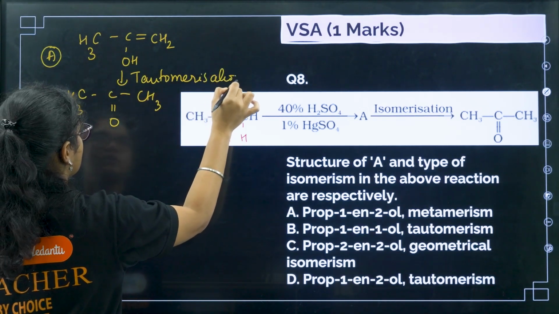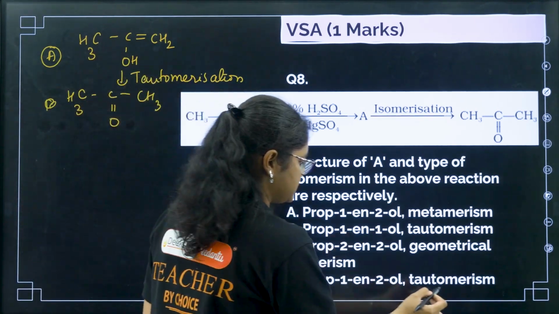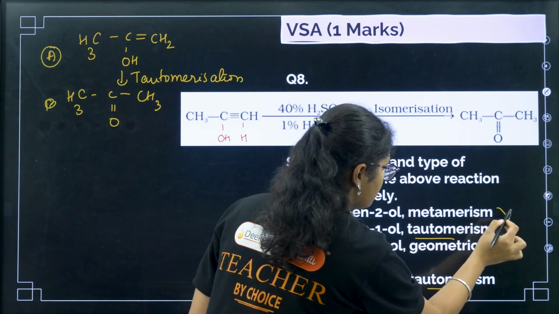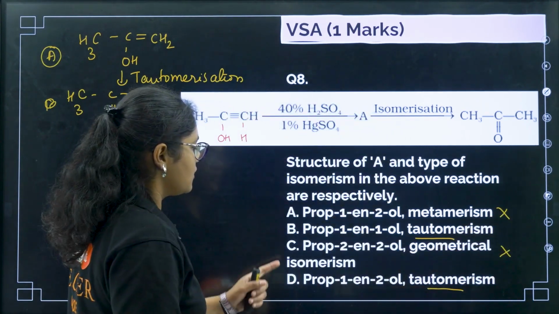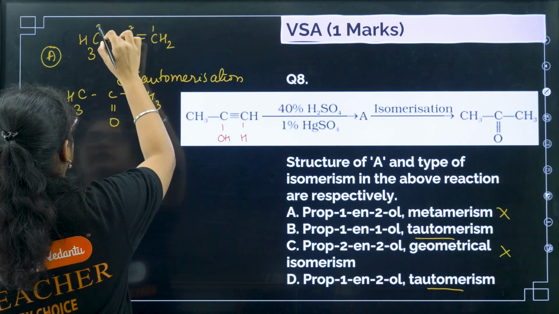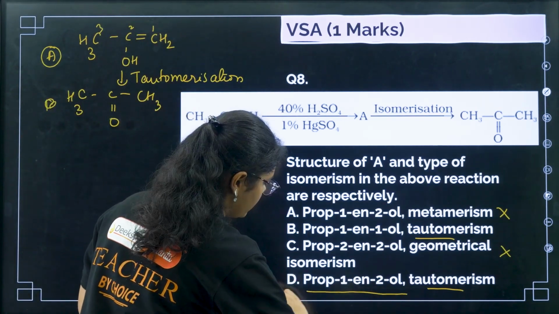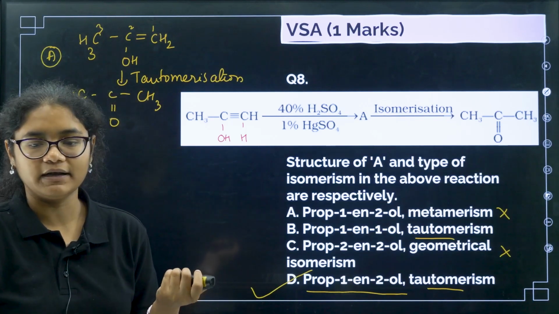Obviously tautomerization is there in this option and in this option, so we can eliminate these two options. Now what is the name of this compound? We can name it 1, 2, 3, prop-1-en-2-ol. Prop-1-en-2-ol. So the correct answer is option D here.